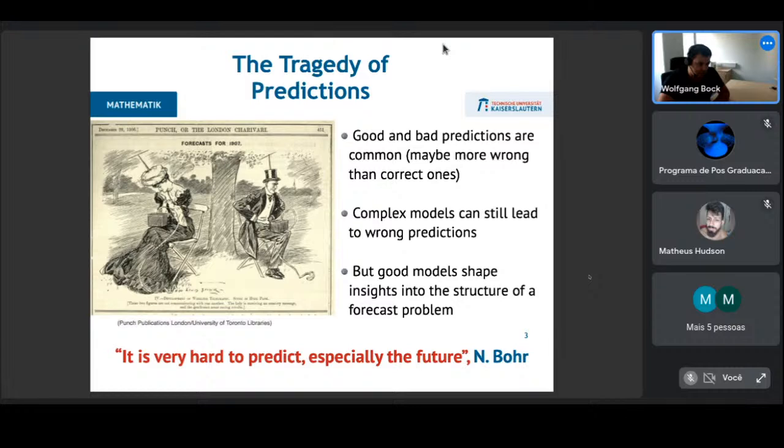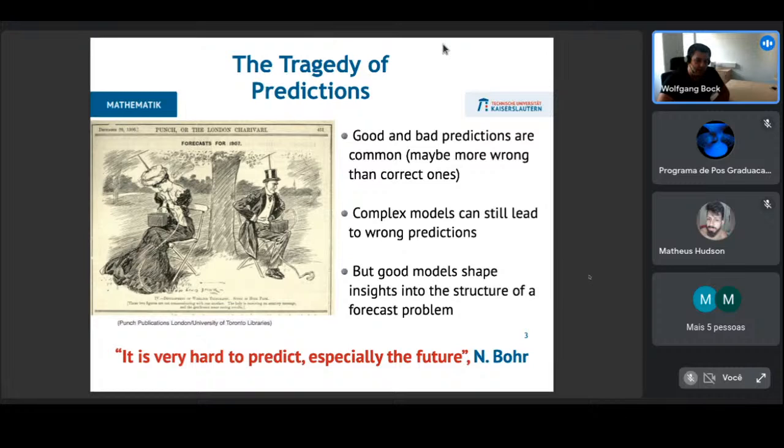But in the first part of the pandemic, our models were designed to shape some insights in the structure of the forecast problem. It means it was not about how many deaths we have tomorrow. It's more about what happens if we do this and this non-pharmaceutical intervention, which we model in a certain way. For example, what happens if we enhance the backtracking? What happens if we have another lockdown or whatever? And this was more a qualitative view on this model.